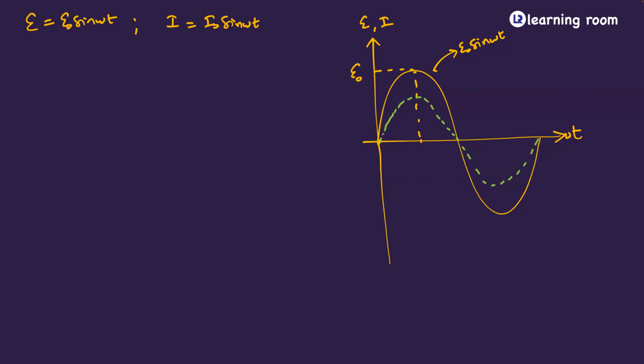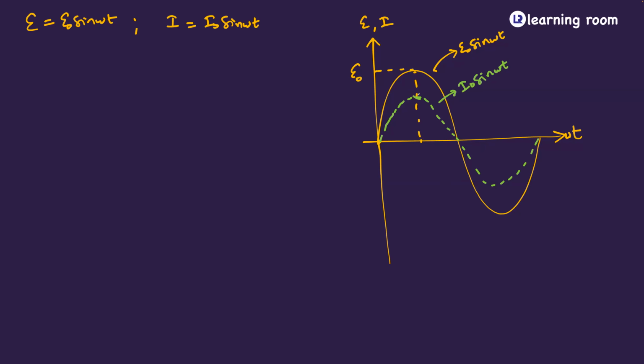So it will be taken like this. What I suggest is, generally when you're drawing the graph for E, draw it as a continuous graph, and when you're drawing for I, draw it as a dotted graph. The name of this dotted graph is going to be I naught sine omega t.